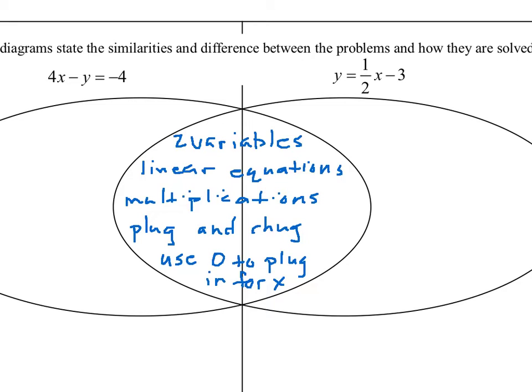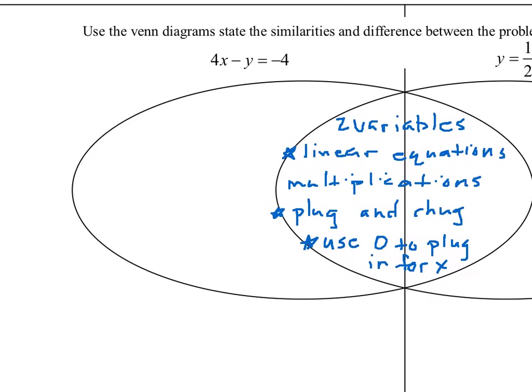Any other similarities? Yes? Say it one more time. That they could be both fractions. Yeah, we can have equations in both of these fractions. These both don't, but we definitely could. So the ones that I think are most important here is that they are both linear equations. We use plug and chug for both of them. And then in both of them, we use 0 to plug in for x. Okay, let's move on to the left-hand side.